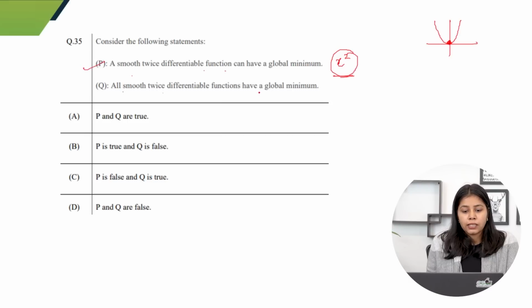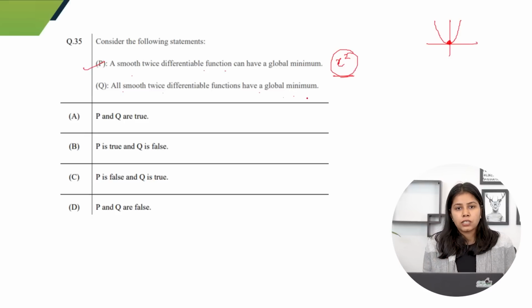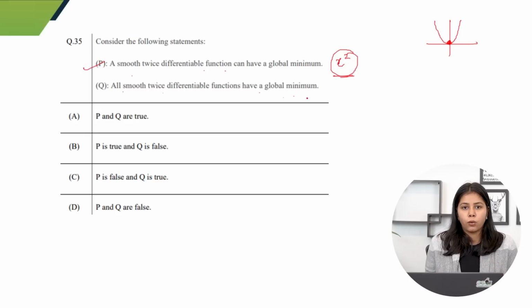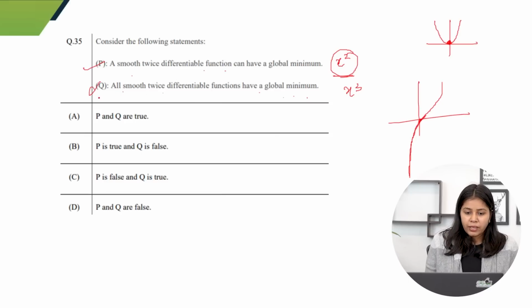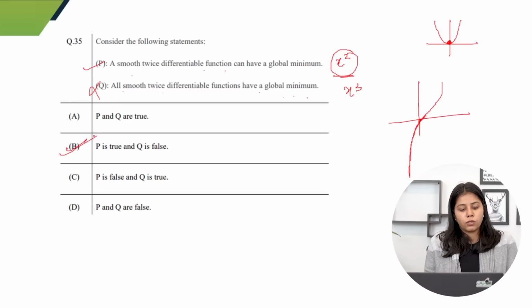But now they are saying that all smooth twice differentiable functions have a global minimum. That means all the functions that are twice differentiable have a global minimum. That is not true, right? Because if I take a function x cube, this is the graph of x cube, and it does not have a global minimum, right? So that's why P is true. They can have a global minimum, but it is not compulsory that all functions which are smooth and twice differentiable should have a global minima. So P is true and Q is false. So B is my correct option, right? So here B is my correct option.